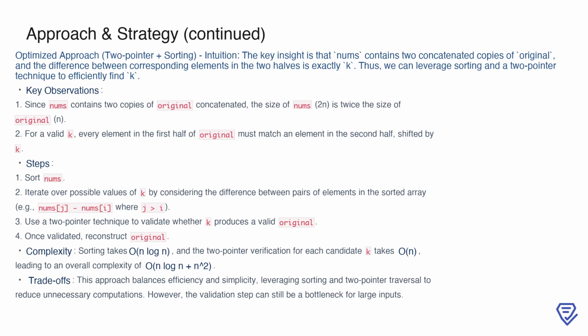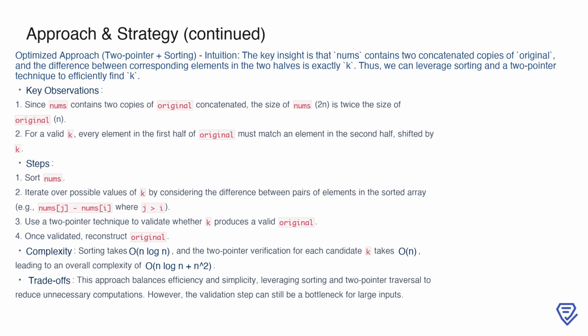Then, we iterate over possible values of k by examining the differences between pairs of elements in the sorted array. Specifically, for a pair of indices i and j where j is greater than i, the difference nums[j] minus nums[i] gives a candidate for k. To validate this candidate, we use a two-pointer technique to check whether subtracting k from the second half of nums matches the first half.